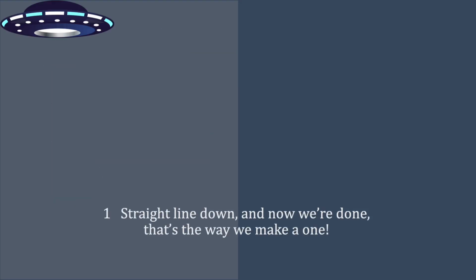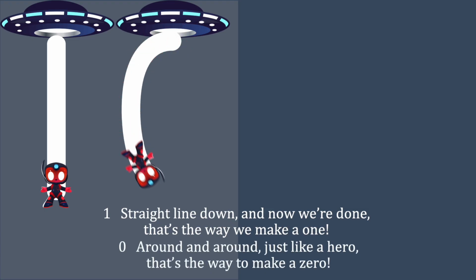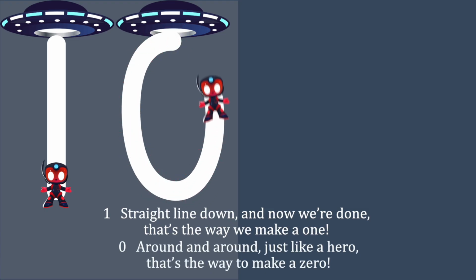For number 1, it's straight line down and now we're done. That's the way we make a 1. For number 0, we do around and around, just like a hero, that's the way to make a 0.